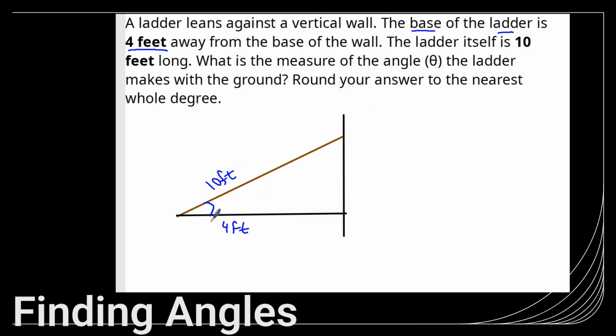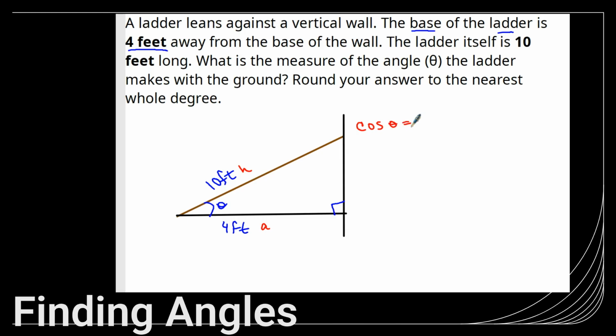To solve the problem, draw and label the triangle. The wall and the ground form a 90-degree right angle. The ladder is the longest side. Hypotenuse equals 10 feet. The distance from the wall to the base of the ladder is the side next to the angle theta. Adjacent equals 4 feet.